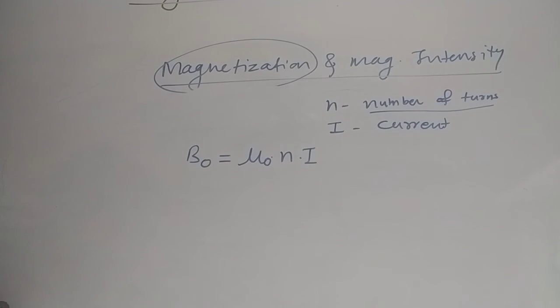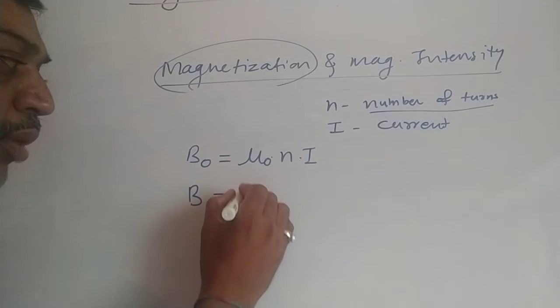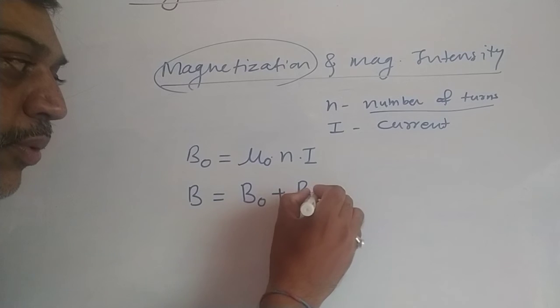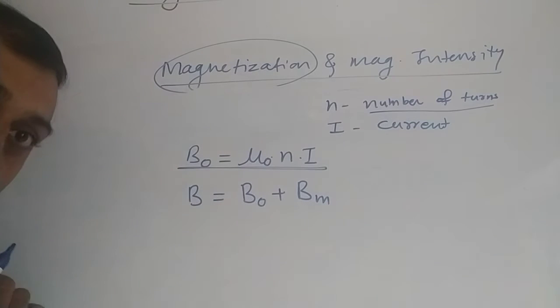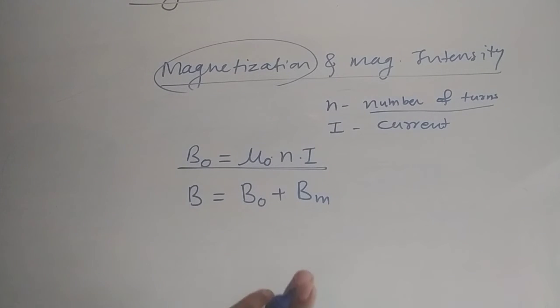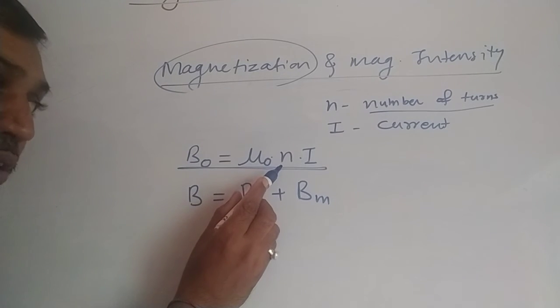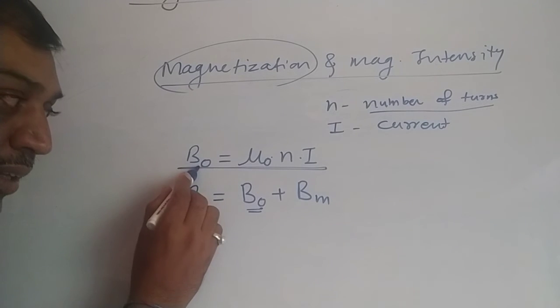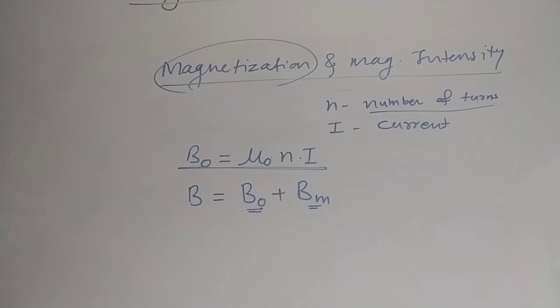Now suppose we have kept such a material inside the solenoid. Then the resultant magnetic field B is equal to the sum of the original magnetic field plus the magnetic field due to the material we have kept inside the solenoid, that is Bm. The resultant magnetic field is now B equal to B0 plus Bm. B0 is the magnetic field without insertion of the medium. If we have not kept Fe3O4 in the solenoid and only the solenoid is there, then this is the magnetic field produced inside it. When we put Fe3O4 material inside the solenoid, the resultant magnetic field is the original without material plus something after putting the material, B0 plus Bm.